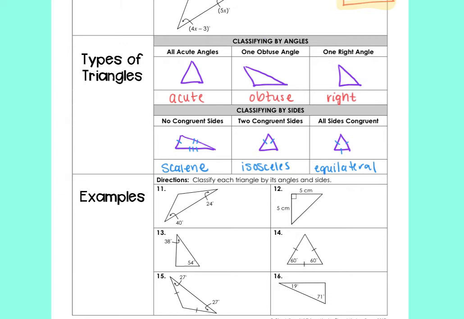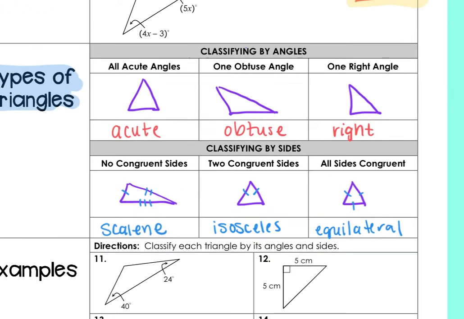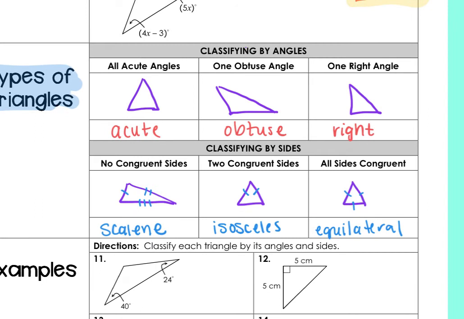Okay, the bottom portion of our notes is looking at types of triangles. So this is vocabulary that you are going to need to memorize. And first, let's start by types of triangles, classifying it by its angles. So please copy these down. And classifying by the angles has to do with the angle measures of the triangles.